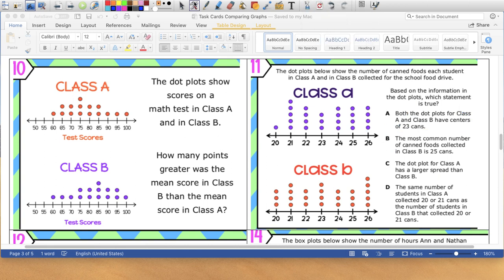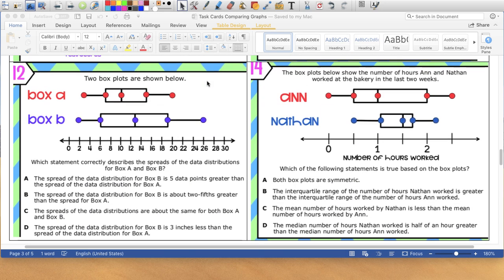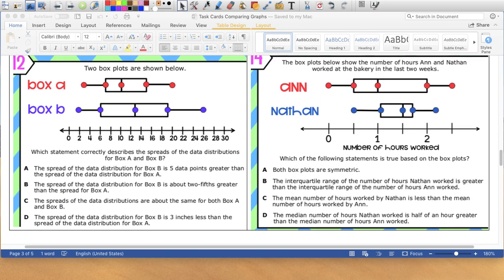12. Two box plots are shown below, the spread of the data. So which statement correctly describes the spread of the data distributions for box A? Which one is true? The spread of the data distribution for class B is 5.